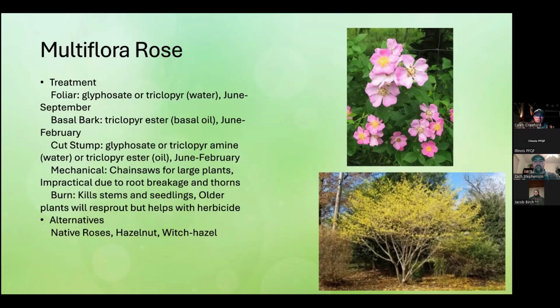I will say, for mechanical, you can use chainsaws for larger plants, but usually that's impractical due to the root damage, and they're covered in thorns and grow in pretty thick masses. So for this one, I would really steer people towards a foliar treatment, because if you've ever dealt with multiflora rose, it's pretty difficult to actually get down to the stump. It's really multi-stemmed and covered in thorns. Some alternatives are native roses like prairie rose, also hazelnut and witch hazel.